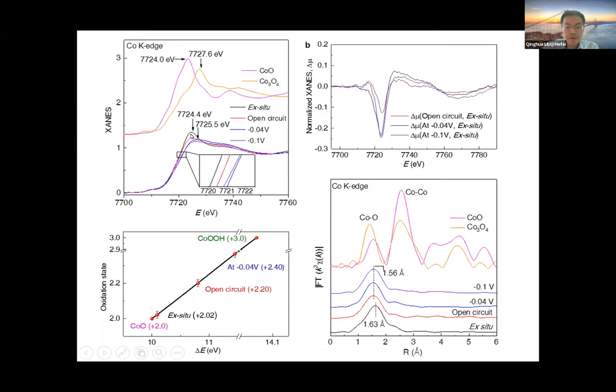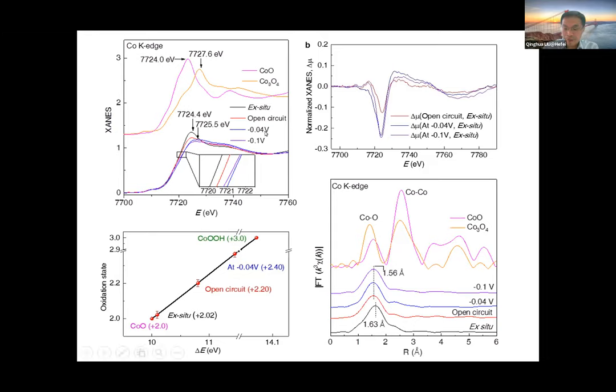In this experiment, we selected four typical states to investigate the HER mechanism. First is the in situ state, which represents the catalyst powder as prepared. Two, the open circuit state represents the catalyst attached to an electrode, namely the working electrode, immersed into the electrolyte, but no working voltage is applied.